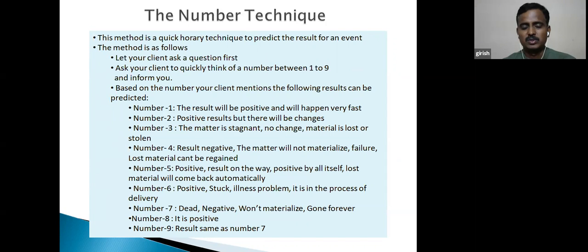Okay, so the moment your client tells you the number, you have this list memorized or have it in front of you.